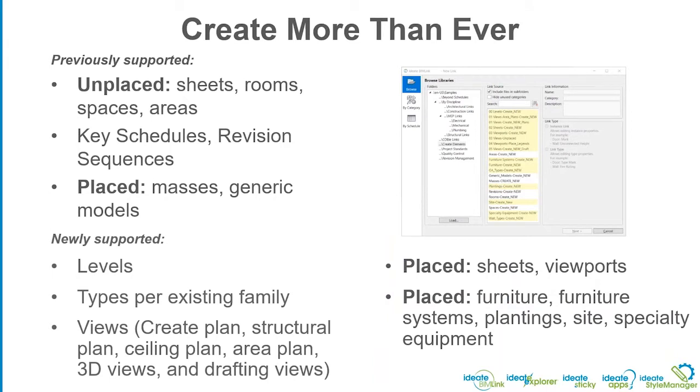We did a lot of updates to creation sequences. We were always able to place sheets and rooms and key schedules and masses and generic models, but now we can actually place a lot more from the Excel file. And so I thought I'd show just a couple examples of that.